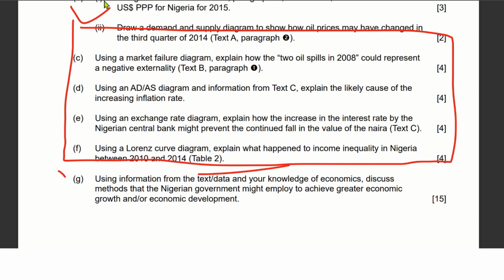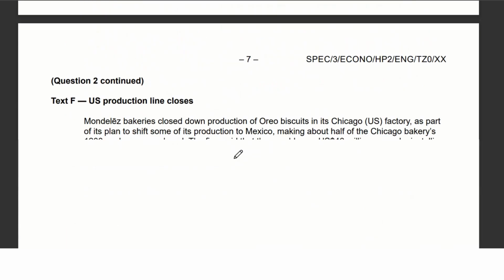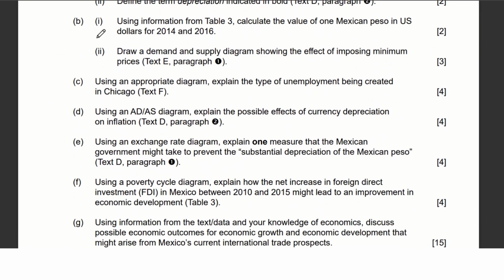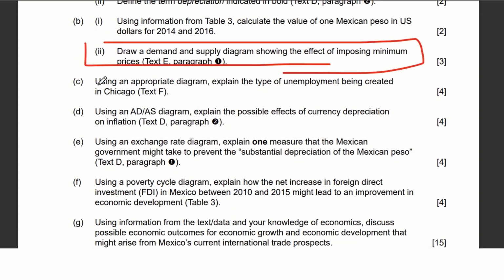Look, this is the scoring part of this paper. If you are strong in diagrams, you have to draw 5 diagrams. Not only in question number 1, if you look at question number 2, it is also the same. Question number 2 is also the same. So look at, draw a demand and supply diagram showing the effect of imposing a minimum price.